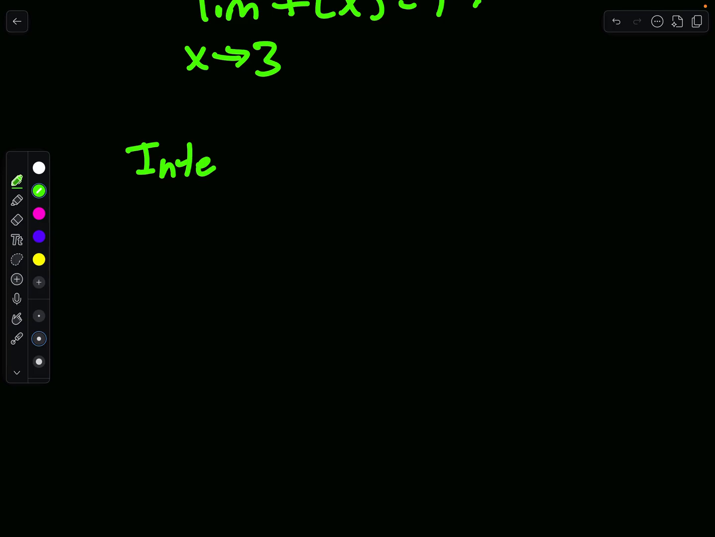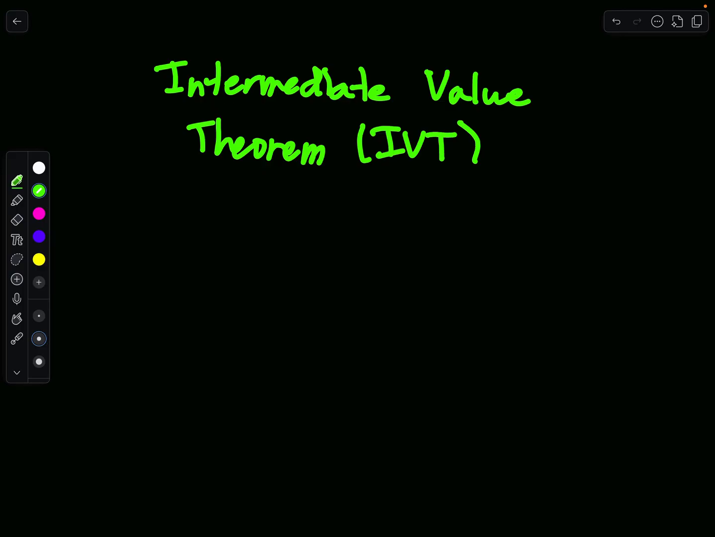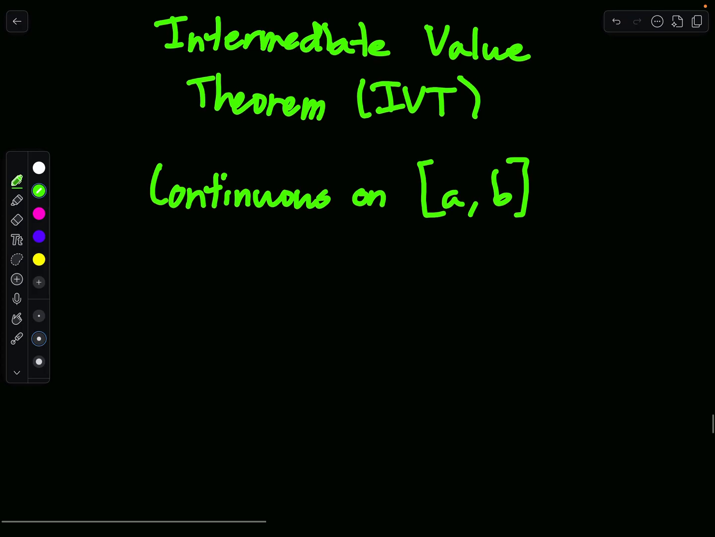Intermediate Value Theorem, or rather, IVT. So what is the Intermediate Value Theorem? If a function is continuous on a closed interval [a, b], then that means for any value n between f(a) and f(b), there exists a c such that f(c) equals n.